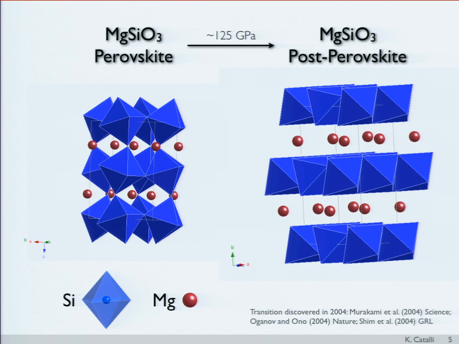And you see they're both orthorhombic structures, but this one's a network structure, this one's a layered structure. You can understand how they have very different properties. And so this pressure is coincident with where we see the D double prime layer. So now we have an explanation that we can use for this discontinuity. This perovskite to post-perovskite phase transition can possibly be used to explain the D double prime discontinuity.